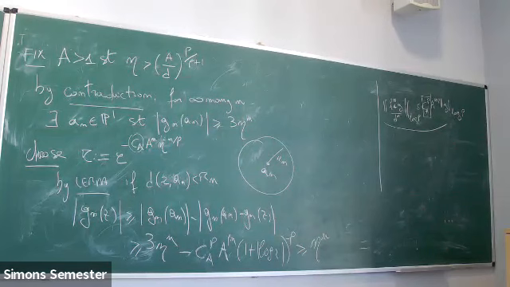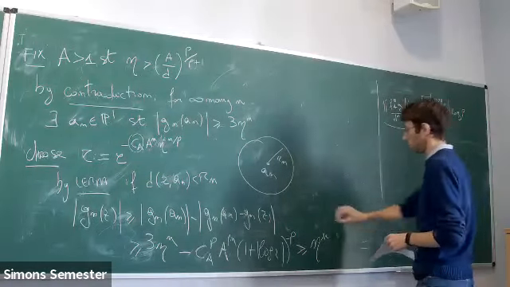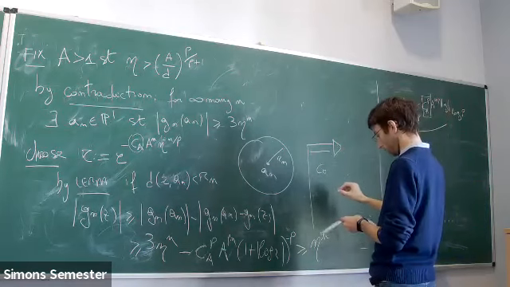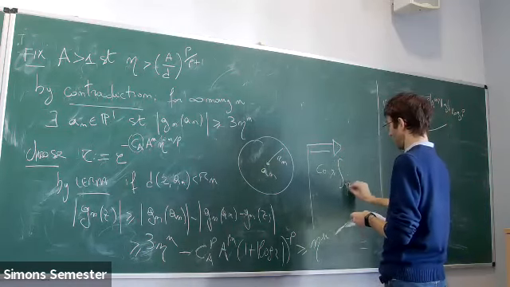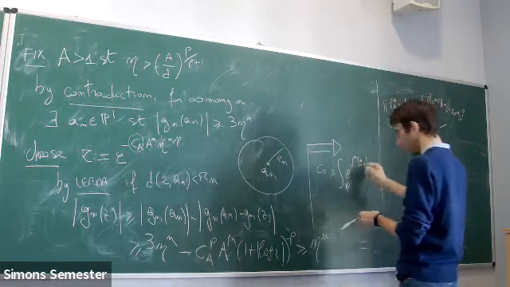Now what do I want to do? I want to use this uniform estimate on the ball, even if it shrinks. I want to say that I contradict this estimate here. How do I use this one? This implies that C0 is larger than the integral on P1 of dd^c Gn. Let me not write the bag, okay?